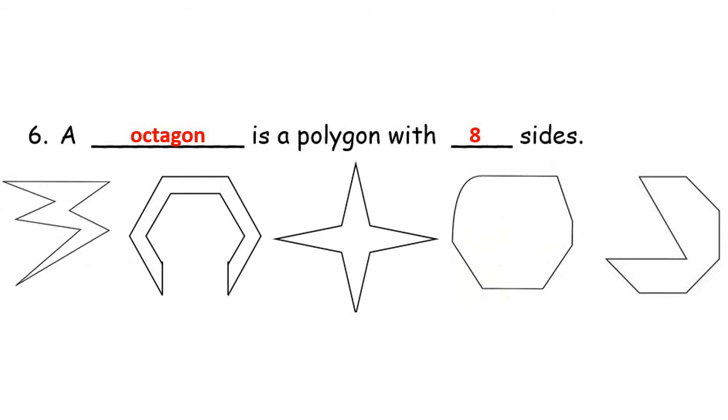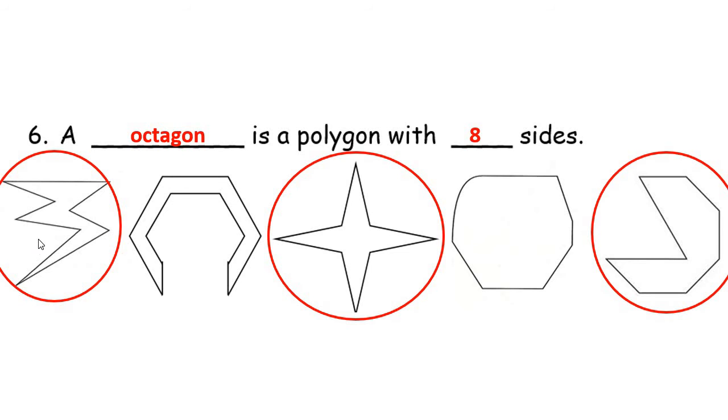An octagon is a polygon with 8 sides. So pause the video and circle all of your octagons. You should have circled these 3 shapes, all octagons. This one, remember, has a curve, so it wouldn't be considered a polygon, so it can't be an octagon.